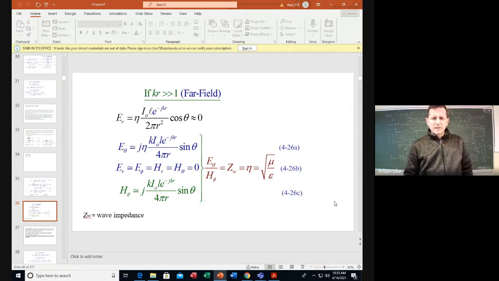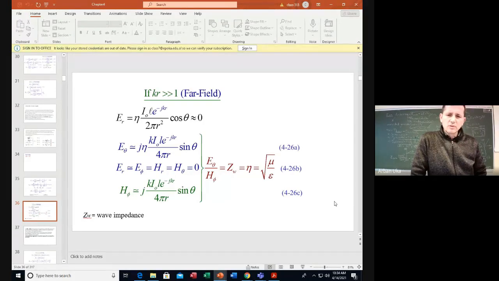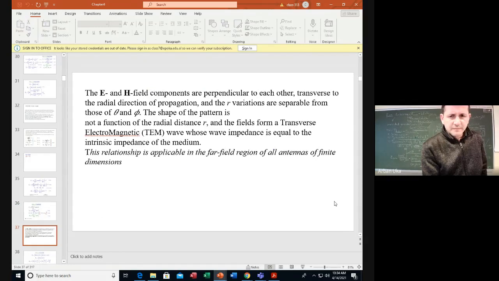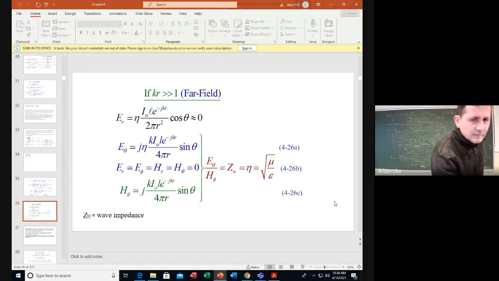Okay, in the far field, I think we can come to an end for today's session. In the far field, once we have the E theta and H phi, we can define the wave impedance, which is going to be given by these components, which most of the time we might expect to be the impedance of vacuum, if the wave is propagating in vacuum. Do you have any questions for what we did so far?